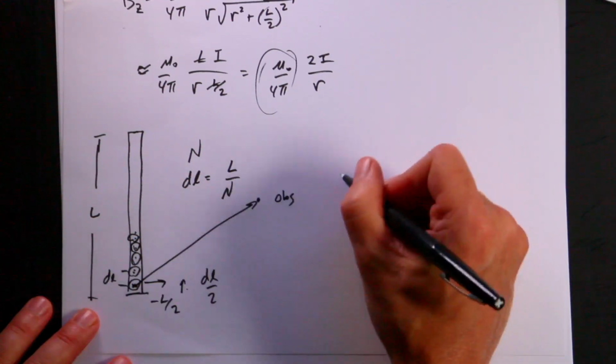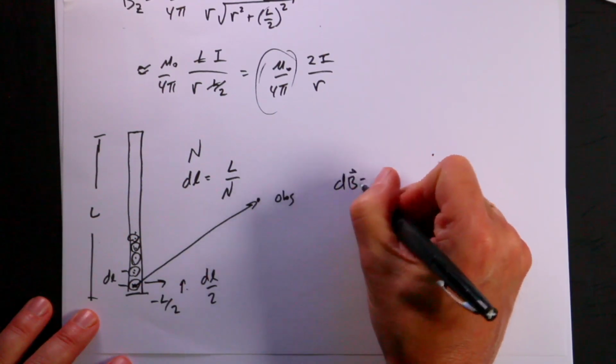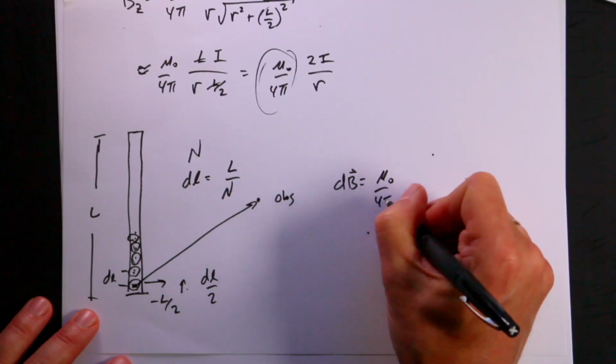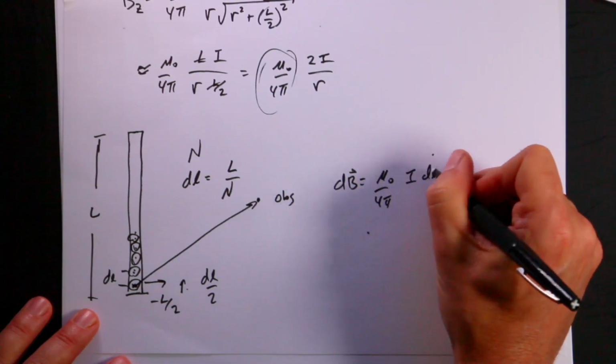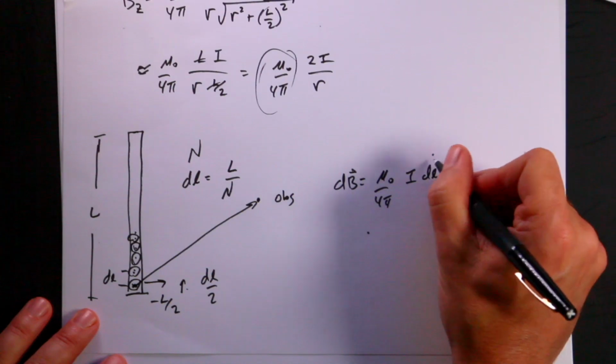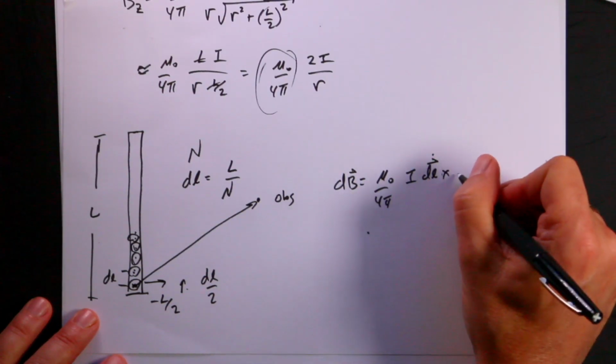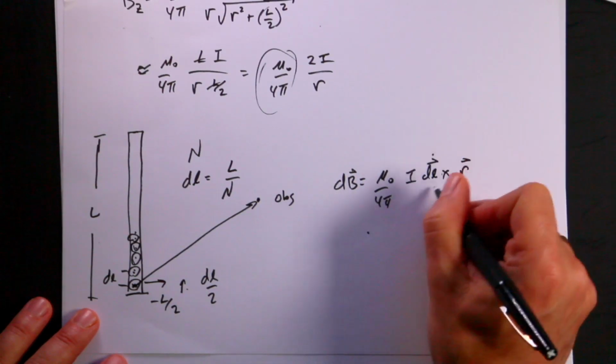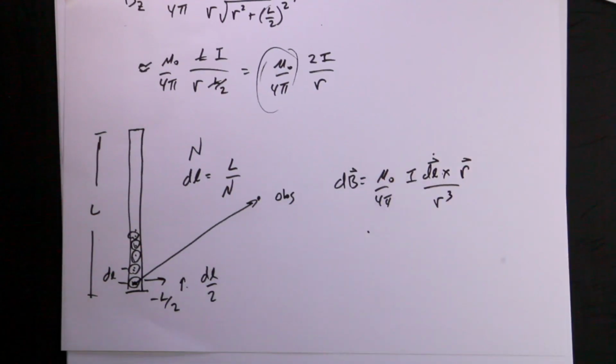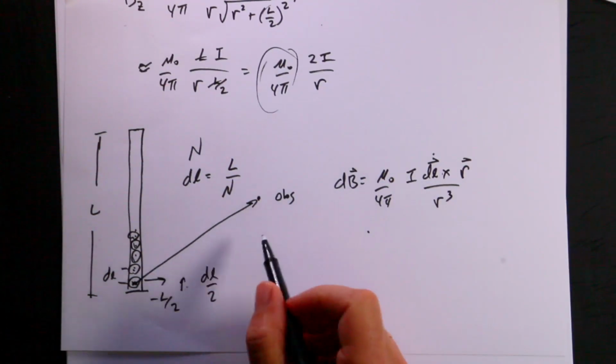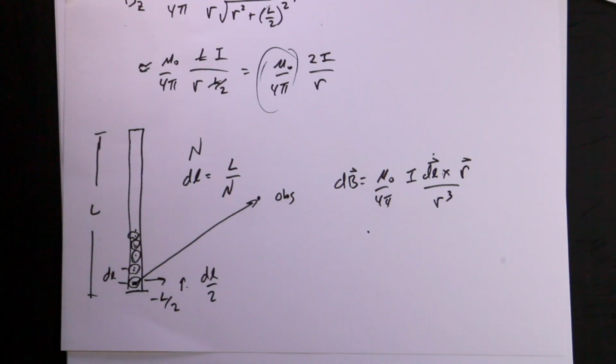And then I can use dB equals mu naught over 4 pi, I dl cross r, over the magnitude of r cubed. And then I just add up all the magnetic fields from all the pieces, and I should be done. Then after that, I think I'll stop there. I'm not going to do it as a function because it'll just be, well, we'll see. Let's see how it goes.